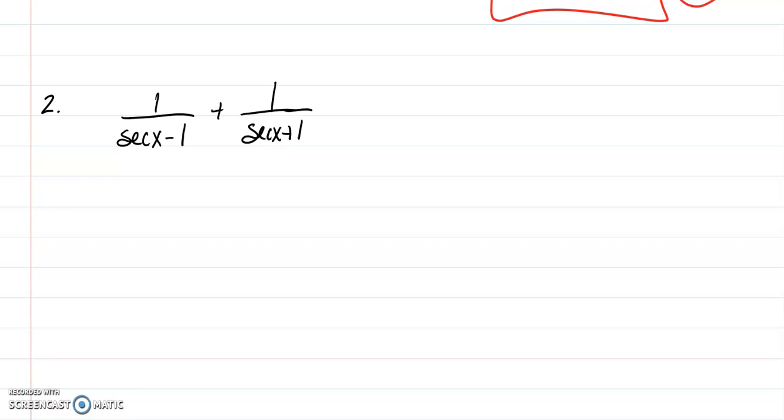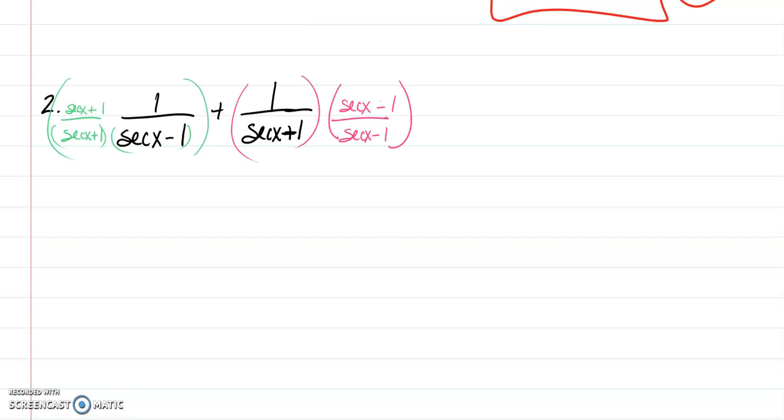Look over it. When I see a sum and difference, to me, it seems obvious that I need a common denominator. Pause the video, find the common denominator. It just so happens that the common denominator is going to help me quite a bit because I have conjugates. Go ahead and simplify that.